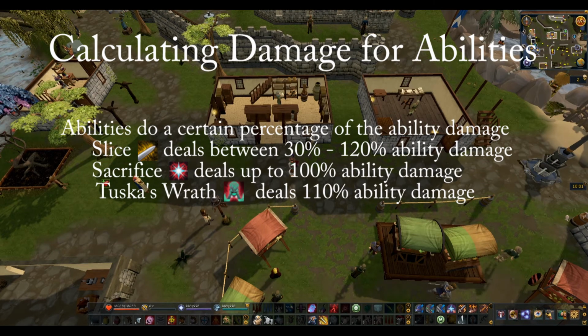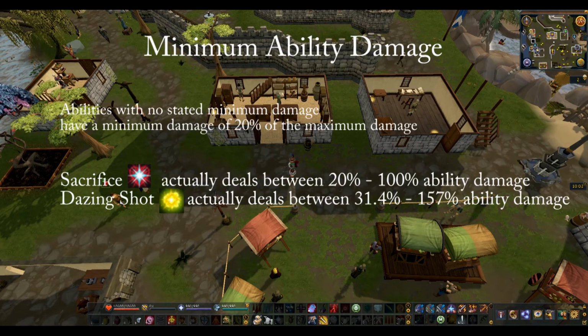All abilities do a certain percentage of your ability damage. Slice, for example, deals between 30% and 120% of ability damage. Sacrifice deals up to 100% ability damage, and Tuska's Wrath deals up to 110% ability damage. Now, the majority of abilities do not actually have a stated minimum damage. For these abilities, they have a minimum damage of 20% of the maximum damage they can deal.